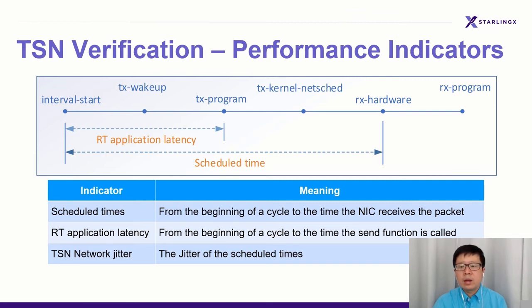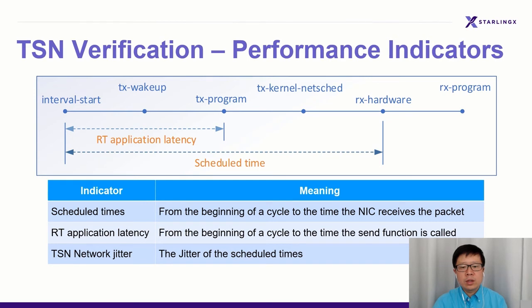The first one is scheduled times. It is the interval between interval start and the RX hardware. It can indicate the determinism TSN technology brings to the system. RT application latency is the interval between interval start and the TX program. It indicates the real-time performance of the OS system. It doesn't depend on TSN technology.